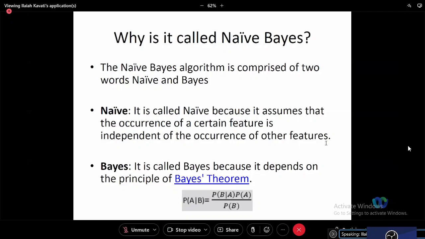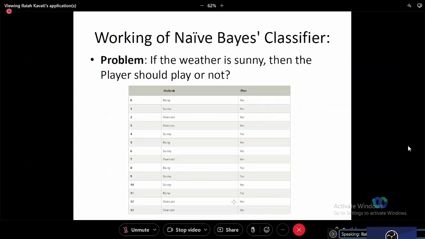It is called Bayes because it depends on the principle of Bayes theorem. This is the Bayes theorem principle: the posterior probability of occurrence of A, if B is true, depends on the probability of B if A is true, and the probability of A divided by the probability of B. I will explain this with a simple example, and we will use the same example for decision trees.